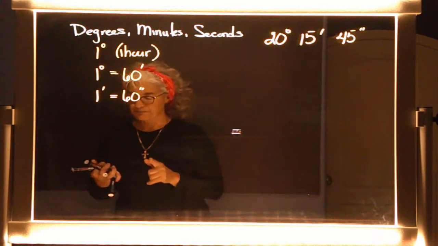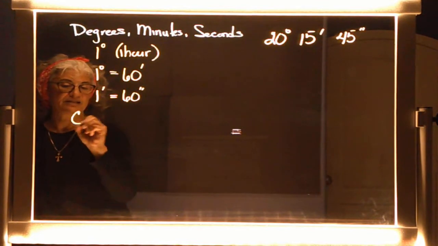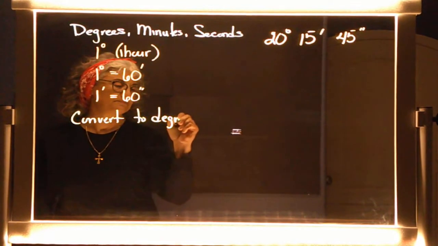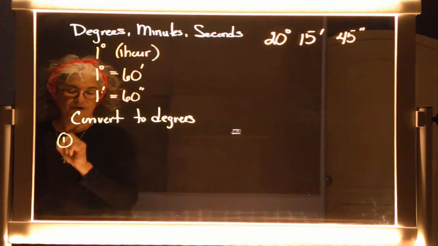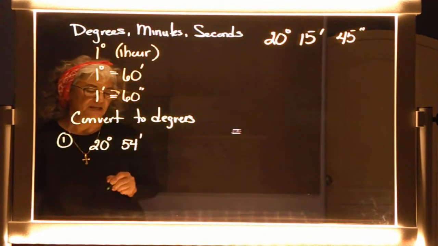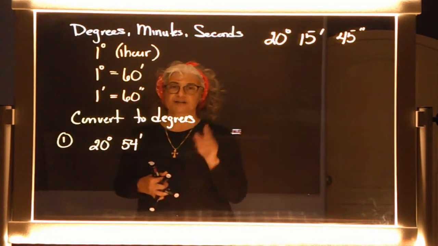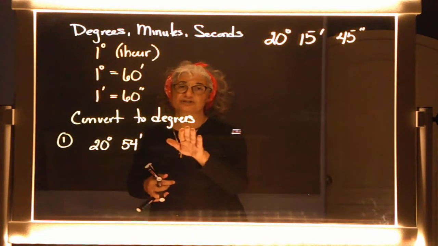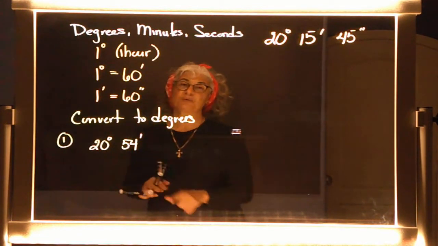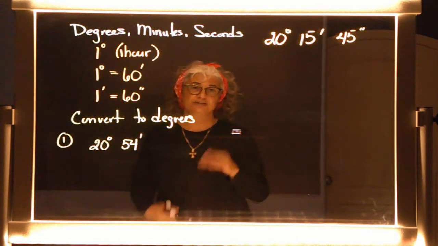Okay, so here's what I'd like us to work on first. I would like to convert to degrees. And here's the first problem I would like us to convert. I'd like us to convert 20 degrees and 54 minutes. Now, if I want to convert to degrees, I'm noticing that 20 degrees is just fine. But the 54 minutes is not. The 54 minutes is in minutes, and they said to put it into degrees.